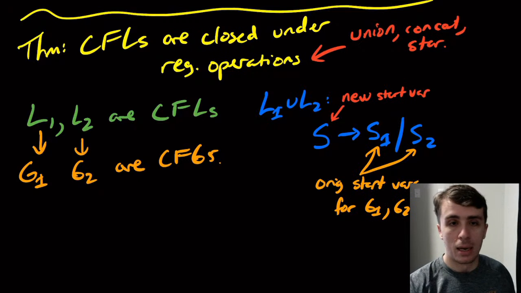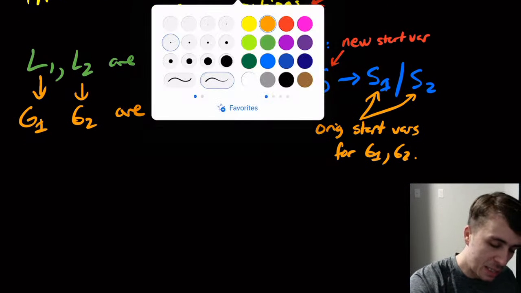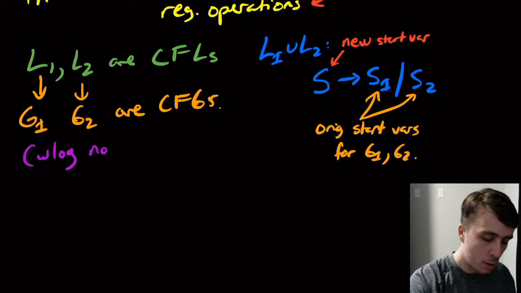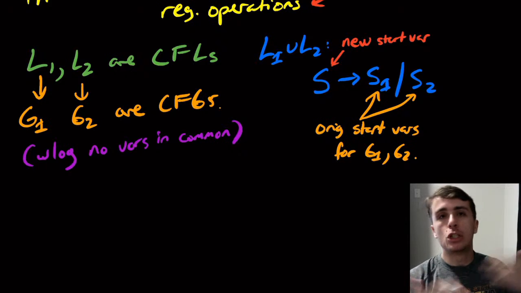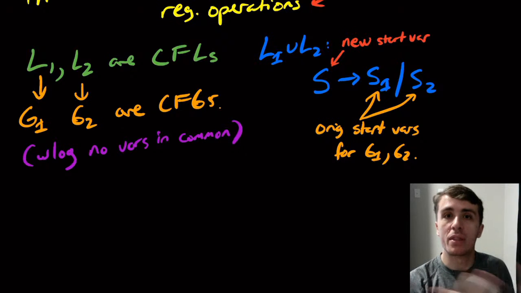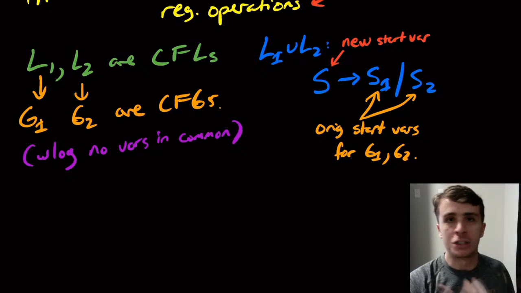Okay, why does this work? One thing I should note is that we can assume without loss of generality that there are no variables in common between G1 and G2, otherwise this won't work. So we can just rename the variables, because the variables don't have anything to do with the terminal strings that are generated. They're just auxiliary variables. I can just rename them.